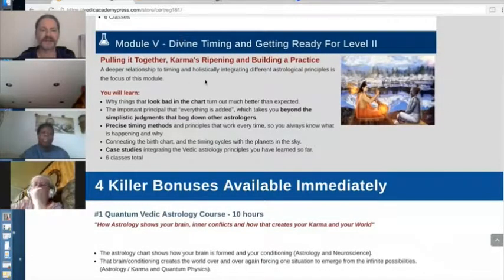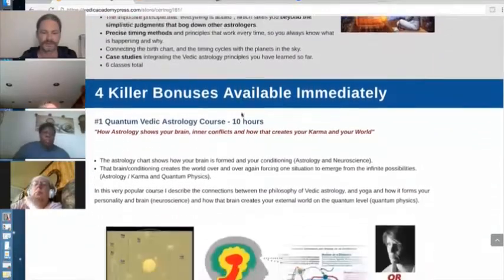And then, as I said, the last module is all about pulling it all together and really looking at getting ready for the next course, getting ready for the level 2 course.